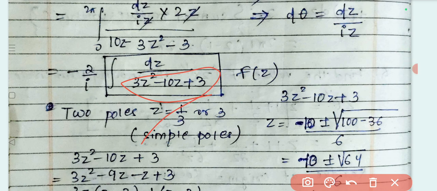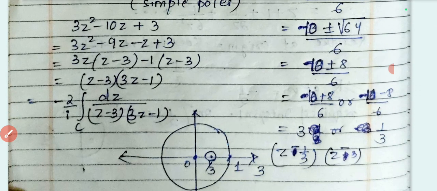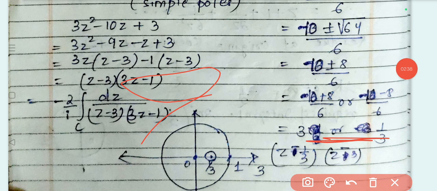To find the poles, this is a quadratic equation, so use minus b plus minus root of b square minus 4ac, as you all know. Then the poles will be 3 and 1 by 3. Simplify the quadratic equation into factors: 3z square minus 9z minus z plus 3. 3z common, z minus 3, minus 1 common, z minus 3. So the two factors are z minus 3 and 3z minus 1.